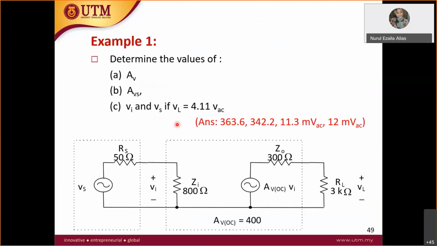All right, so let's have the first example. I want everybody to try this example now. Find AV, AVS, and also V in and VS if VL equals 4.11 VAC. Find AV and AVS first. Can all of you try now? Everybody try. Get ready with your calculator. I give you about 5 minutes.